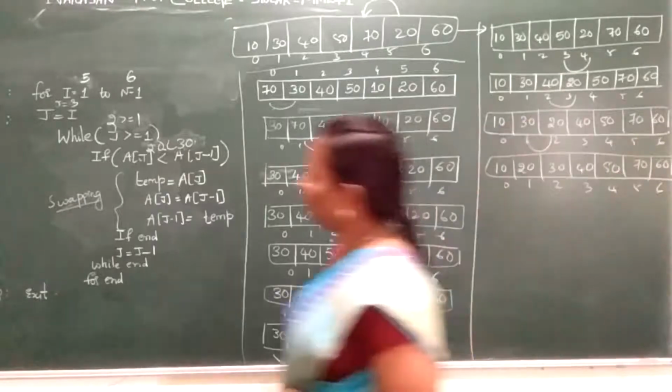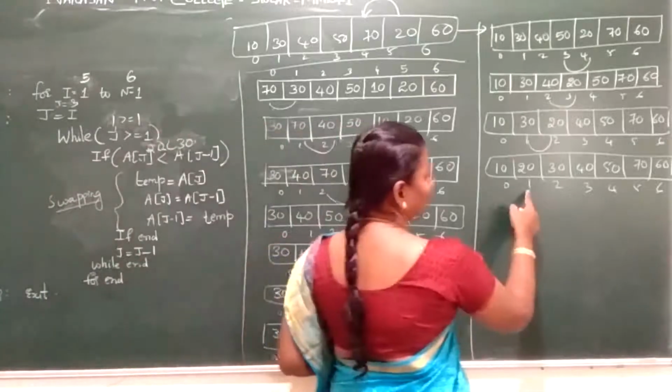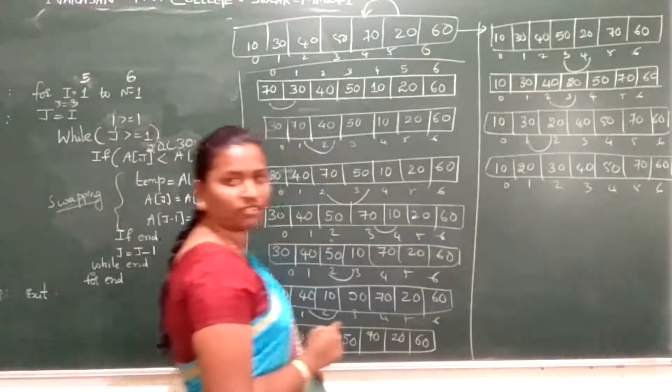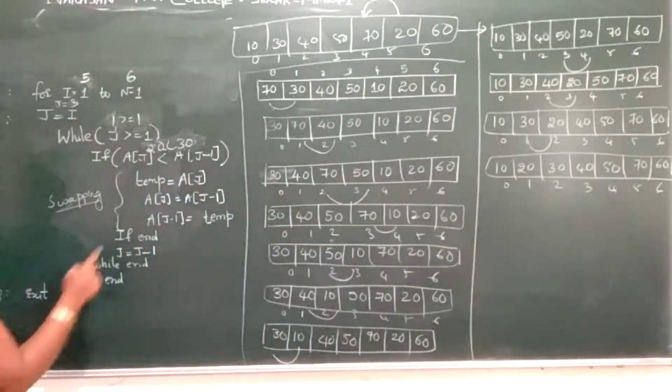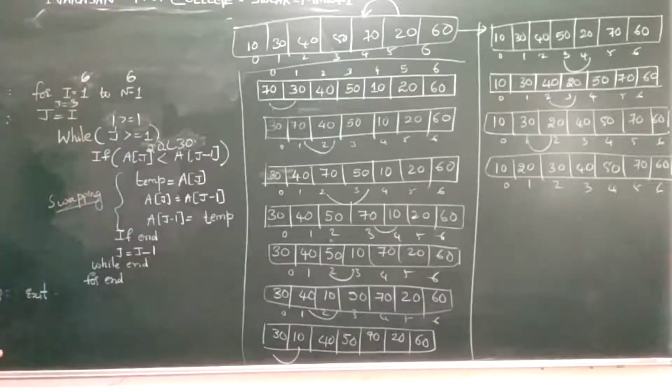Again, it will be my 1. 1 is less than or equal to 1. Yes, condition is true. What is there in A of 1? 20. 20 is less than 10? No, the condition fails. 20 is not less than 10. So again we will come here. I value gets incremented from 5 to 6.